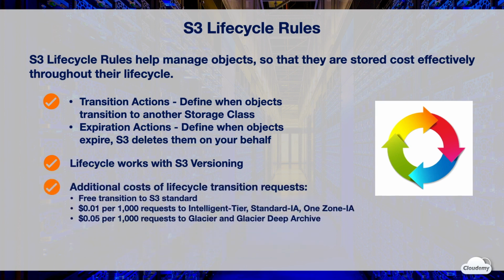There are additional costs associated with the lifecycle transition requests. Lifecycle transitioning to S3 standard class is free. It costs 1 cent per 1,000 requests for transitioning objects to intelligent tiering, standard IA or one-zone IA, and 5 cents per 1,000 requests for transitioning to Glacier and Glacier Deep Archive.